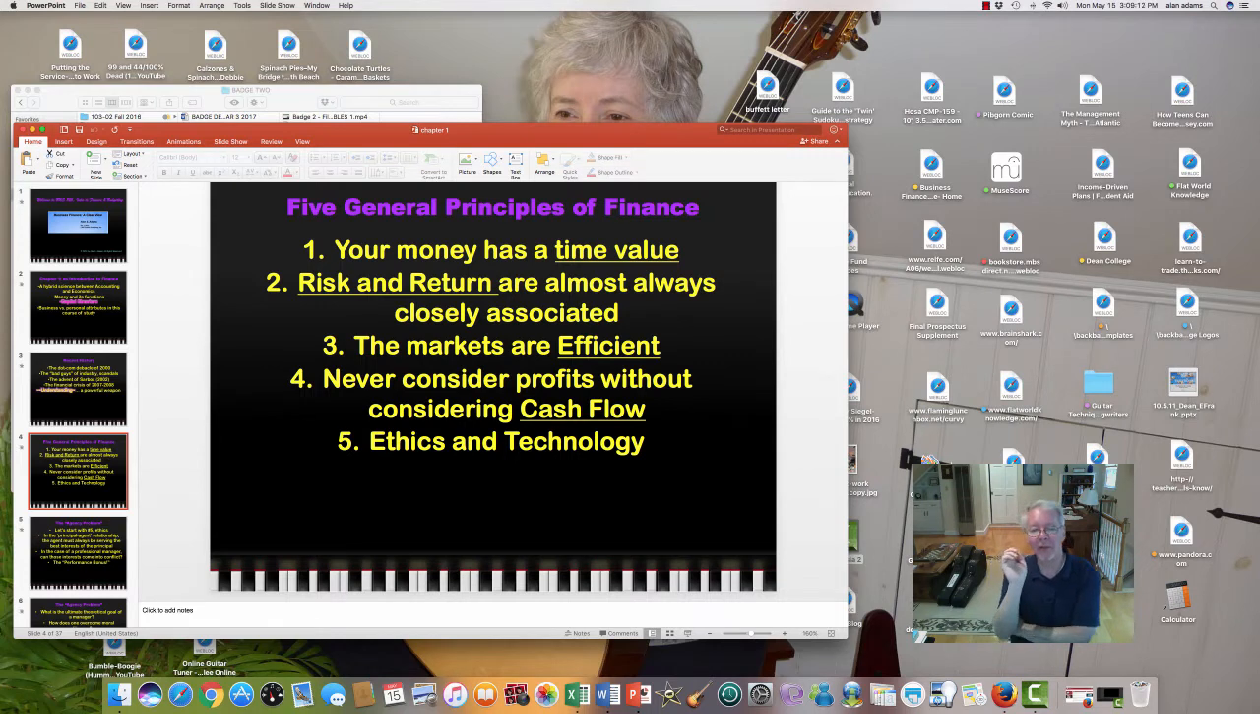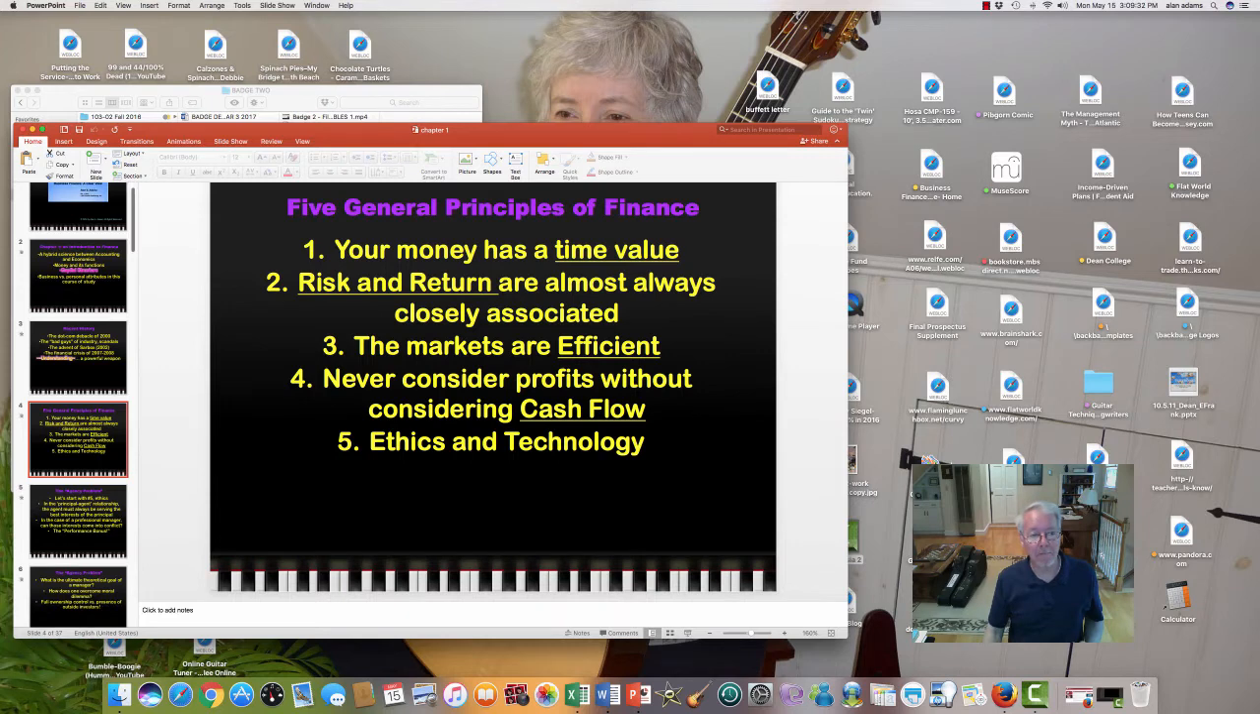Lastly, number 5, in business study these days, we always have to consider the impact of ethics, okay? I do not want to invest in any company that does not maintain a strong ethical and moral fiber. And of course, technology goes hand in hand with that because things happen at the speed of nanotechnology these days, okay? So those 5 principles will permeate our studies.